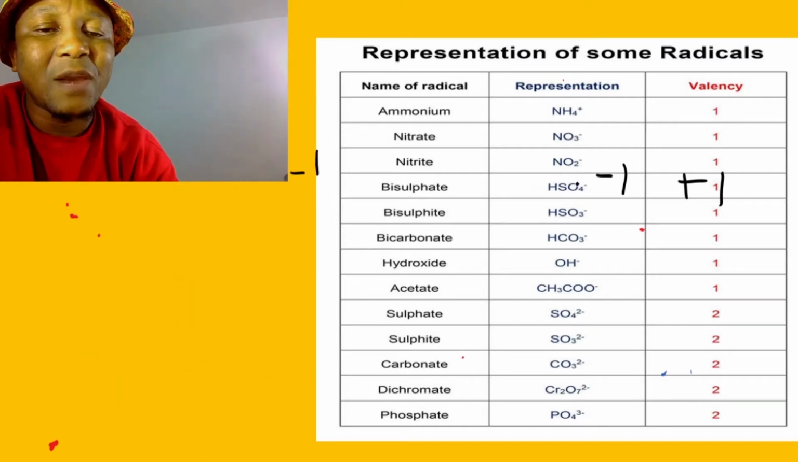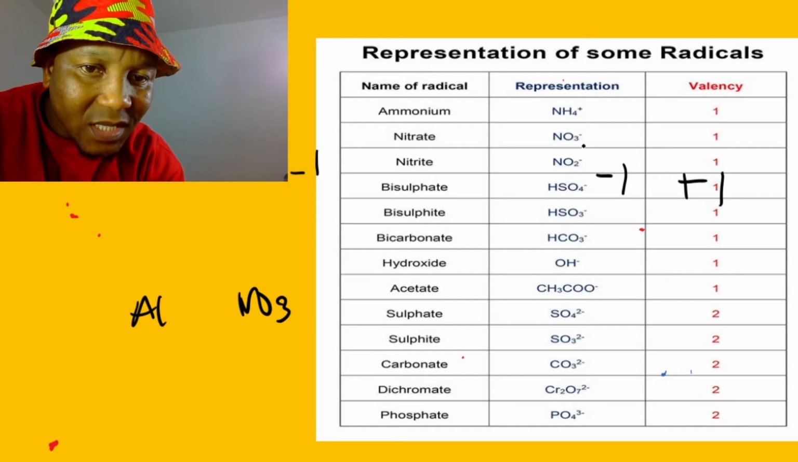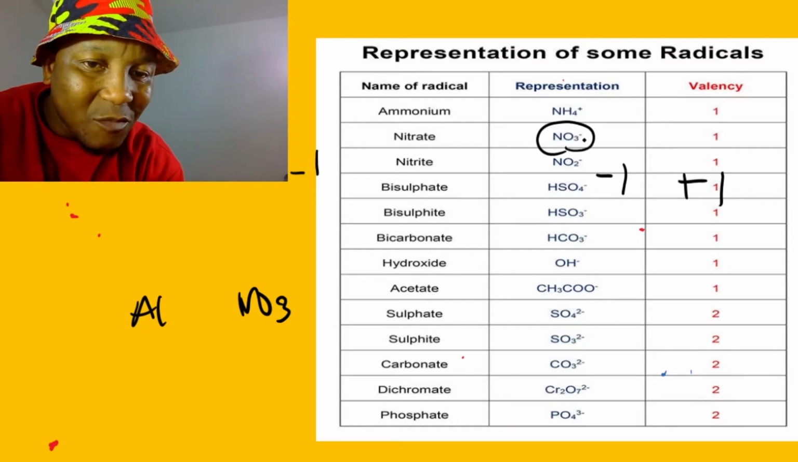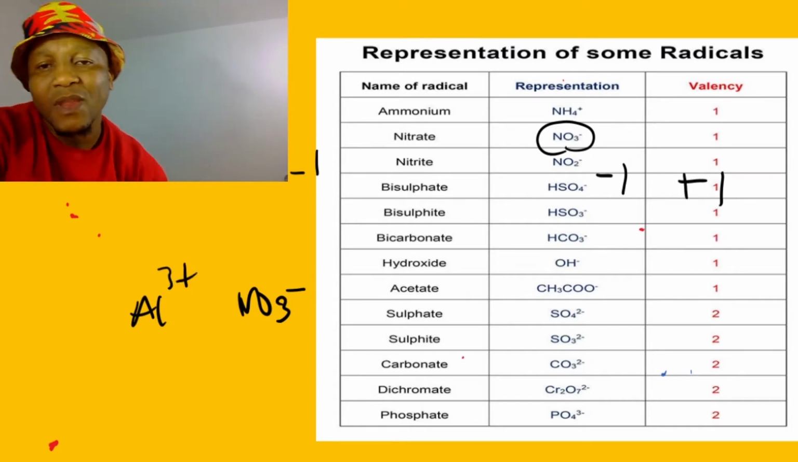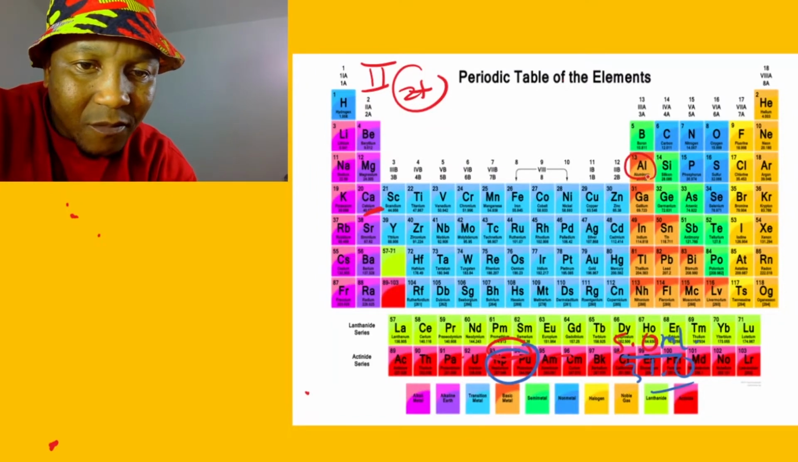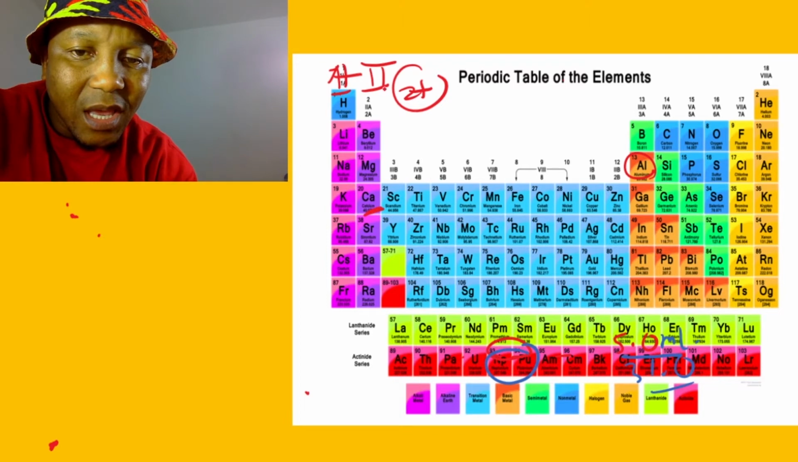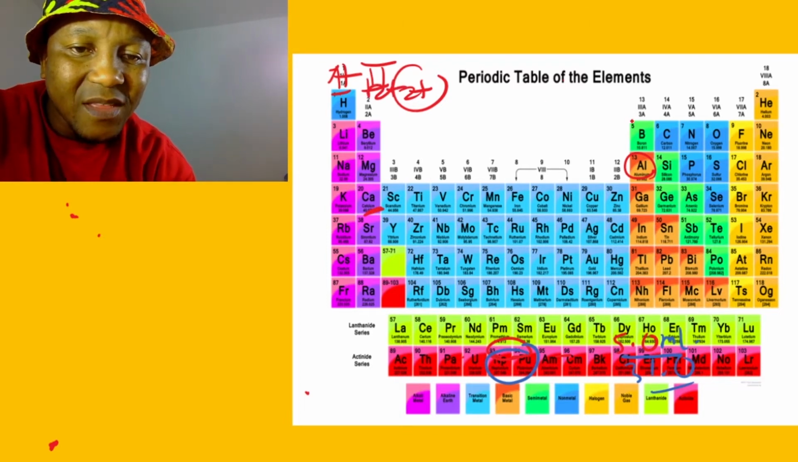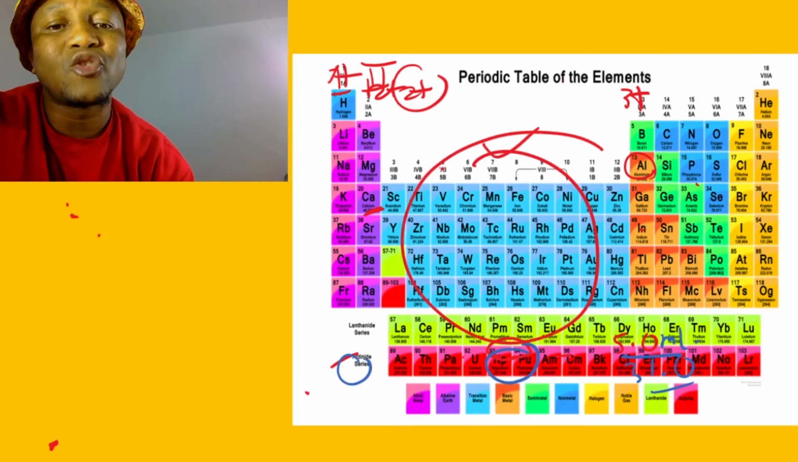For example, somebody says aluminum nitrate. So aluminum is going to react with a nitrate. Nitrate is an anion because it has a -1. So it's -1, and aluminum has a +3. How do you know that? If you go to the periodic table, aluminum is in the third group, here. The first group has a valence of +1, the second group has a valence of +2, and the third group has a valence of +3. These are transition metals. Most of them, or all of them, have a valence of +2.